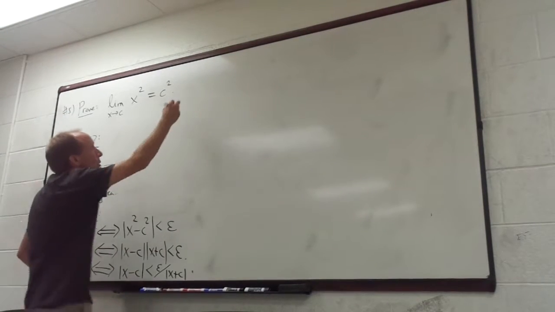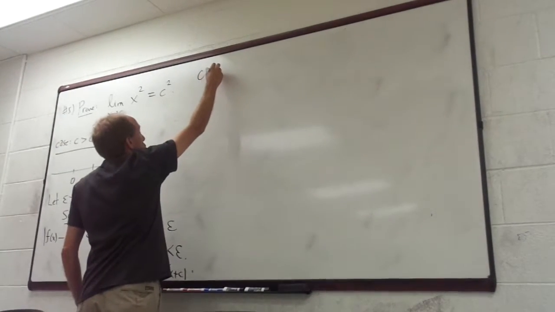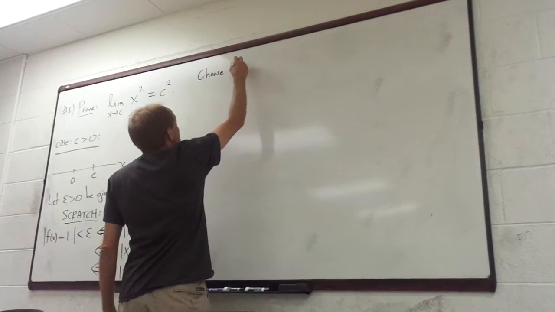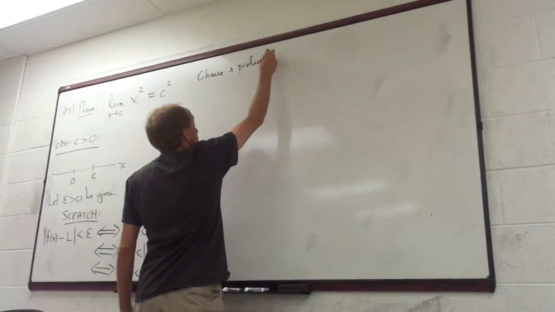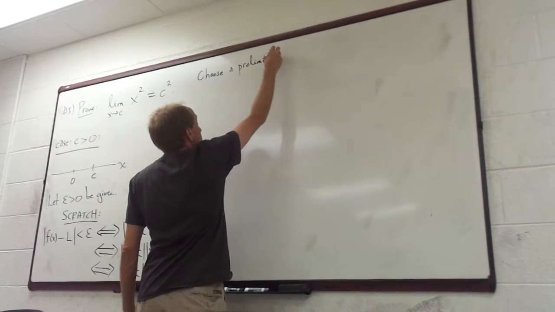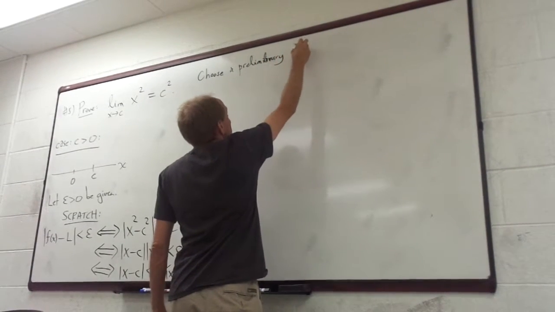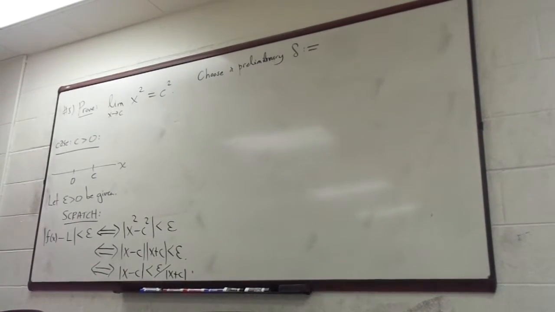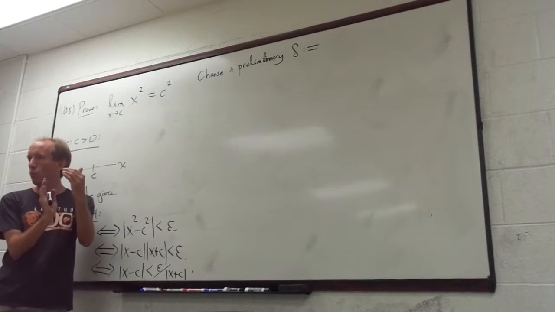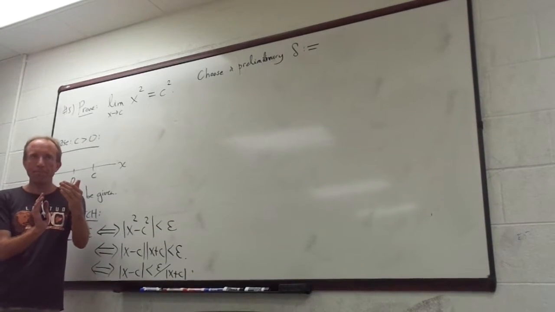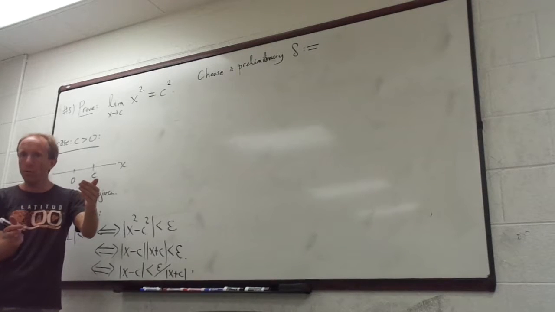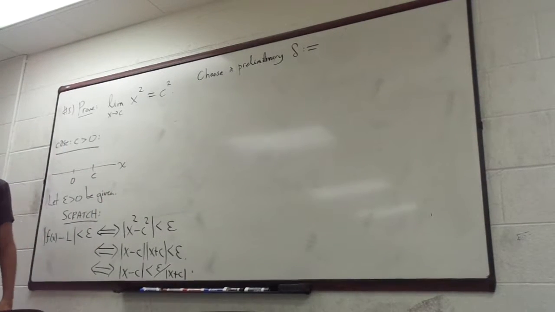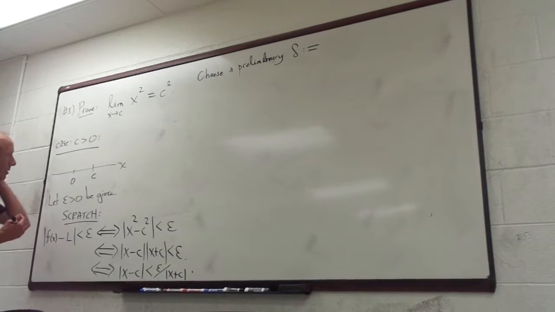The way I control this is I'm going to choose a preliminary delta. Now in the one that I did in class, I think x was approaching -5, and I just let delta equal 1 so that it was between -6 and -4 or something like that. I don't know if you guys remember the example. It's been a few days. But in this case, it's not quite as clear because you don't know how big or small c is.